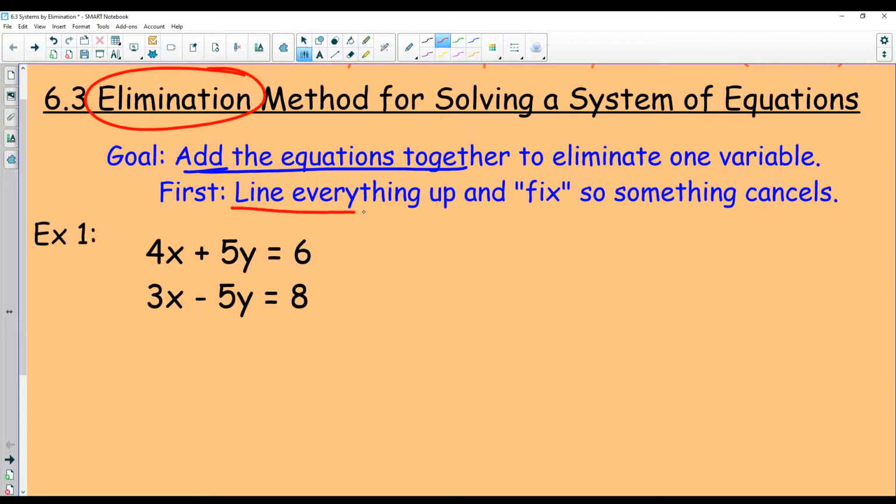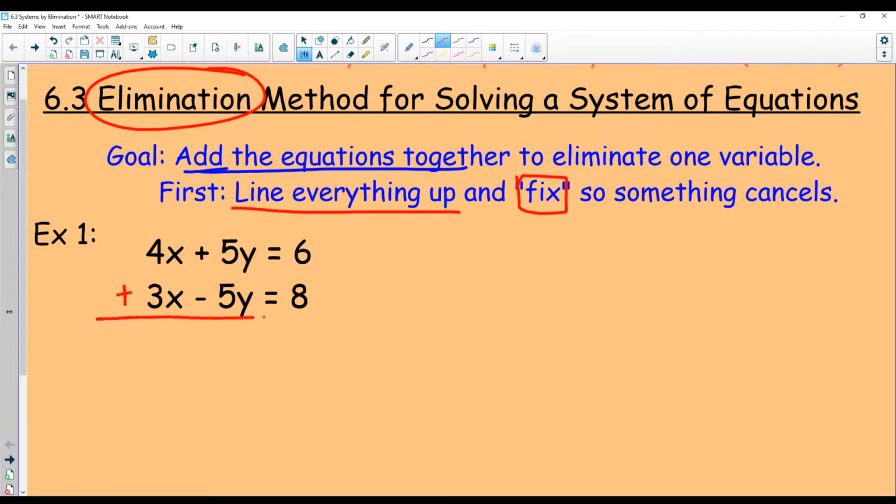Well, we have to line everything up and fix it so something cancels. To get something to cancel, like 4 plus 3 gives us 7, but 5 and negative 5 cancel. That gives us 0, and that's what we're looking for. So this problem is ready to go. Everything is lined up, even the equal sign and the constant.